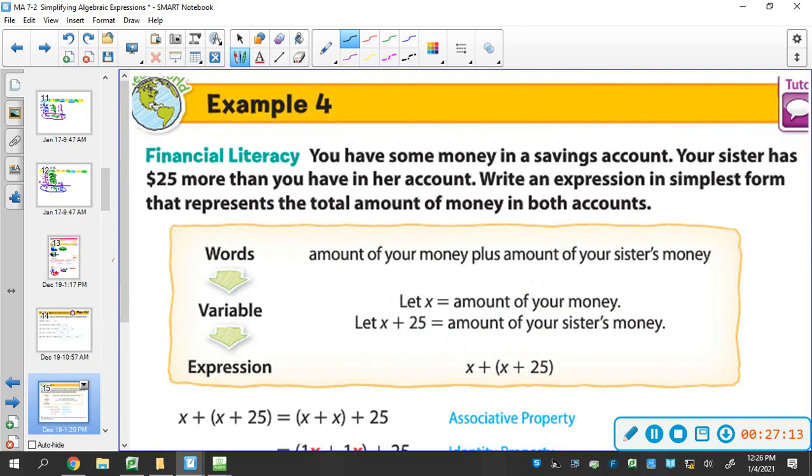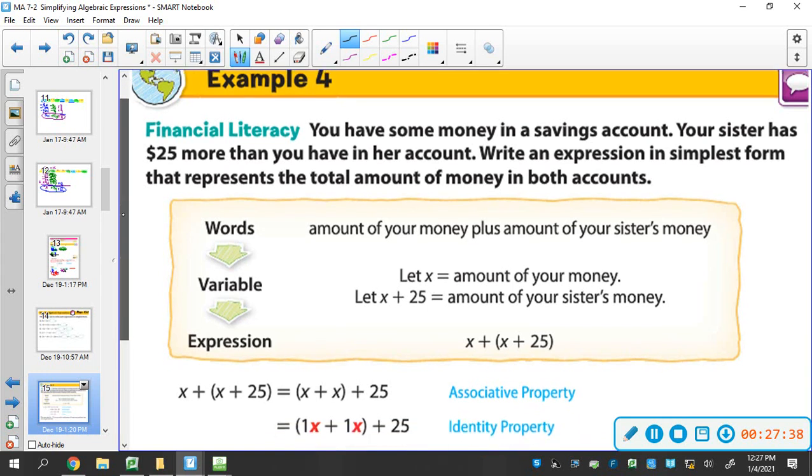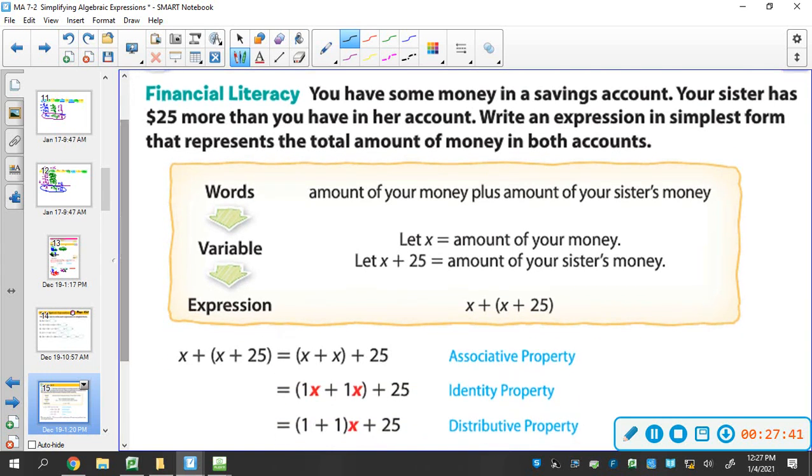We're going to get on to that quick. It says, you have some money in a savings account. Your sister has $25 more than you in her account. Write an expression in simplest form that represents the total amount of money in both accounts. So when you look at that, it's breaking it up for you there. It says the words, the amount of your money plus the amount of your sister's money. So we know for the variable, we're going to use x as our money. So x is our money here.